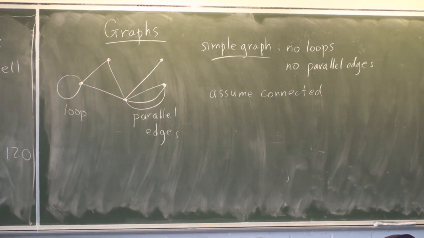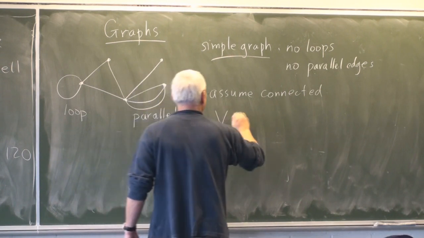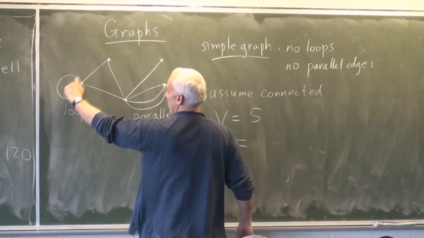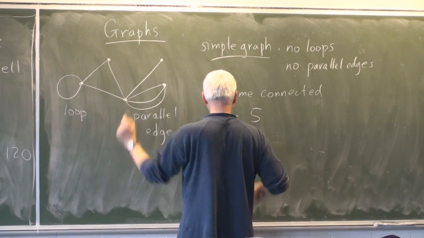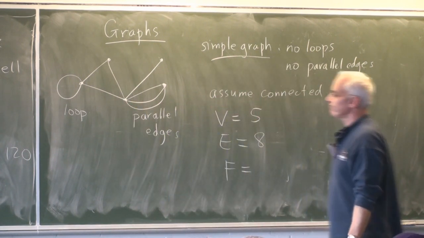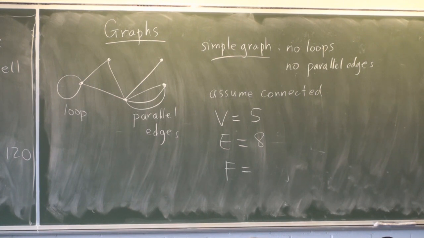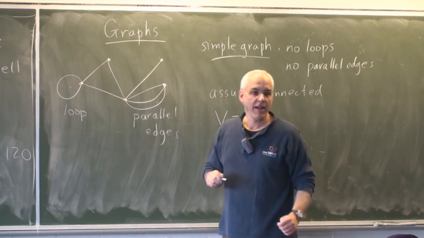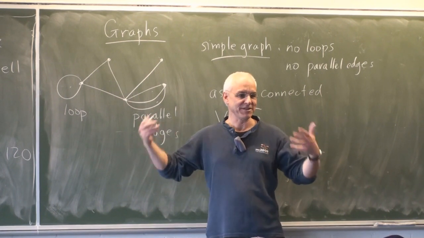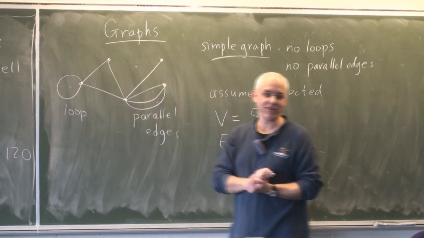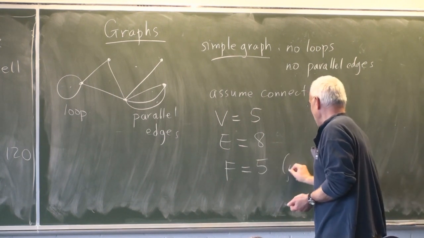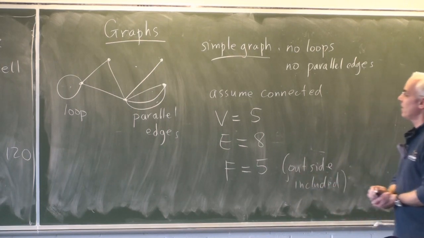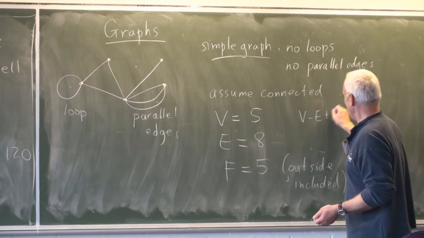Okay, so let's count vertices, edges, and faces. So this one here has vertices 1, 2, 3, 4, 5. Edges: 1, 2, 3, 4, 5, 6, 7, 8. Faces. Let's see, that's a face. 1, 2, 3, 4. And then we generally want to include the outside as well. So, 5, outside included. And lo and behold, V minus E plus F equals 2.